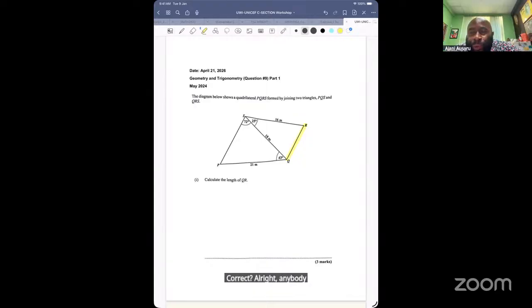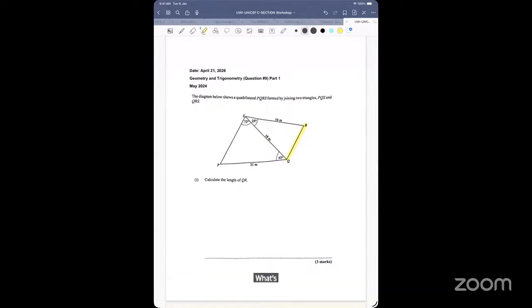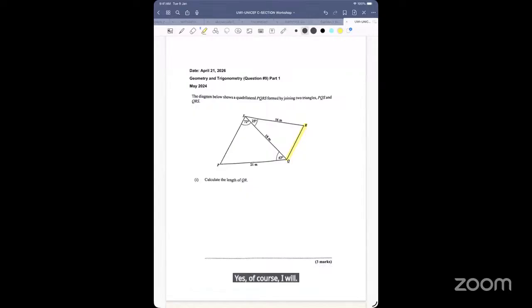Anybody want to tell me what is going through your mind when you think of finding, in order to answer this question? What is going through your mind? Anybody can tell me. What comes to your mind immediately? Cosine rule. All right. So somebody say sine rule, somebody say cosine rule. Is that what, did I hear that correct? Cosine rule, sir. All right. Good.